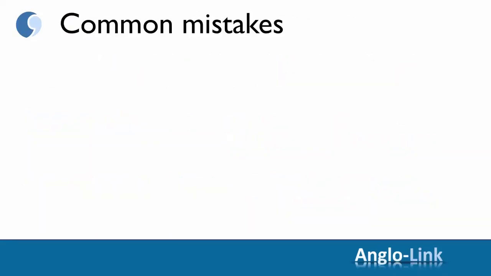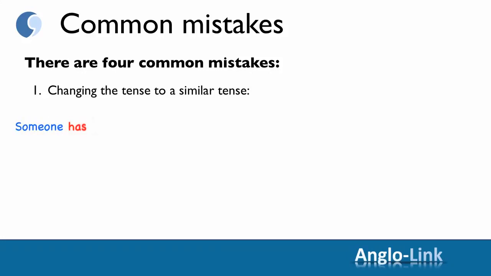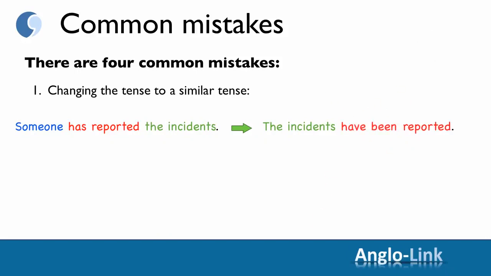Okay, it's time to look at some common mistakes. There are 4 common mistakes. The first one is changing the tense to similar tense. For example, someone has reported the incidents. This is present perfect. It is a common mistake to say the incidents were reported, changing it to the past simple. Keep it to the same tense, present perfect. The incidents have been reported.